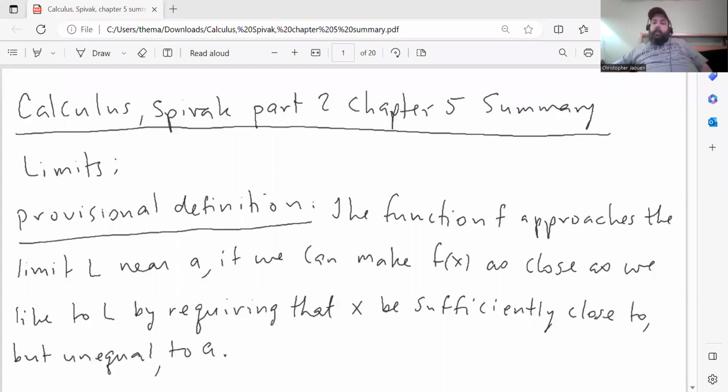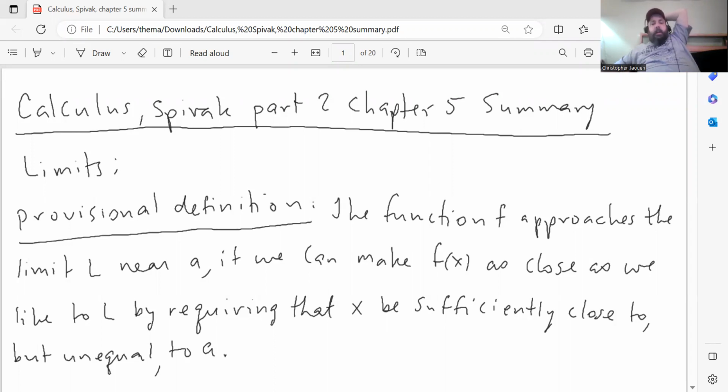It's been a while since we've done Spivak, so let's jump into chapter 5, which is going to be a fun chapter because it's the beginning of calculus. Let me bring up my notes. Like I said, there's way too much stuff that he talks about in this chapter for me to include it all in my summary here, so I just wrote down the highlights of the chapter.